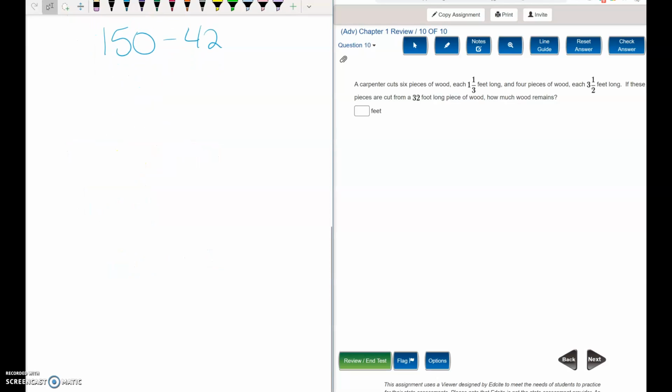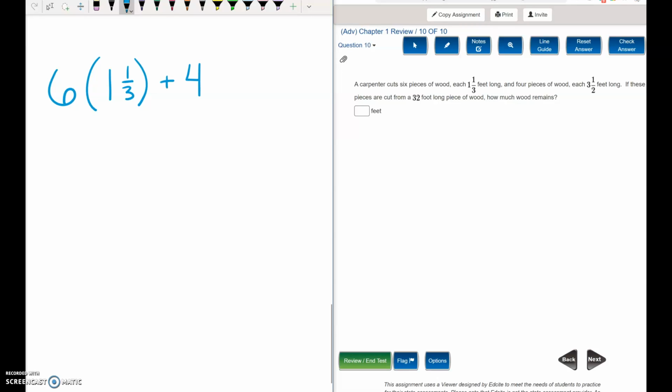Okay, is this the only question that you're a little bit concerned about on the test? I think some of you feel like this one is a little weird. So there are 6 pieces of wood. I'm going to make this bigger. There we go. 6 pieces of wood that are 1 1/3 feet long. So 6 times 1 1/3. And there are 4 pieces of wood that are each 3 1/2 feet long.